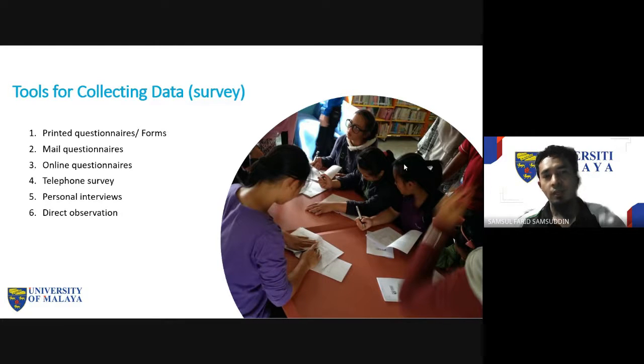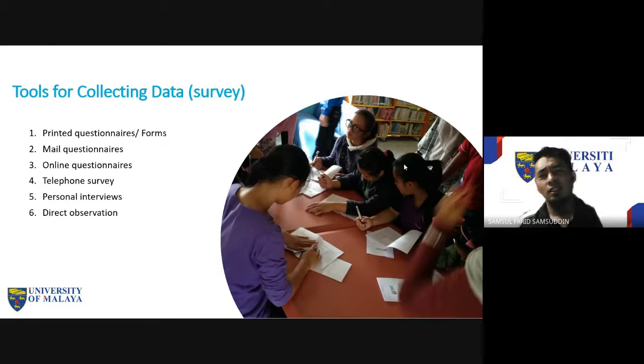Sometimes you cannot attend, for example during the pandemic, you cannot go to specific places to see your respondents. But you have to make sure your respondents are able to handle such technologies. For example, they have their own email, they can read email, and they are able to read the questionnaires, so that you can use these mail questionnaires.